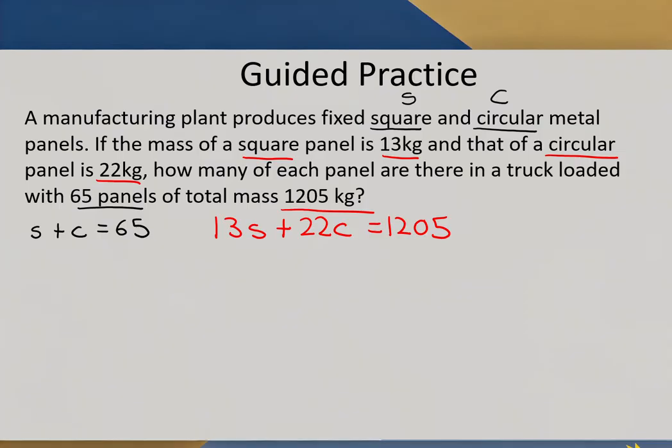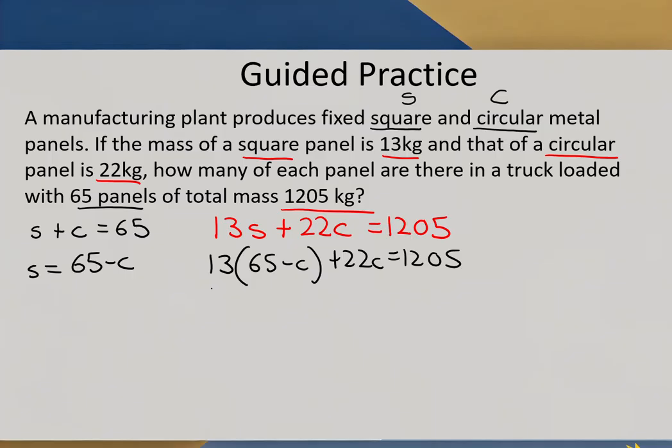This is where it's going to be easier now for me to get either S or C by itself. So I will just get S by itself. So I'll take C away because this allows me to substitute it into my equation. So 13 in brackets 65 take away C plus 22C is equal to 1,205.